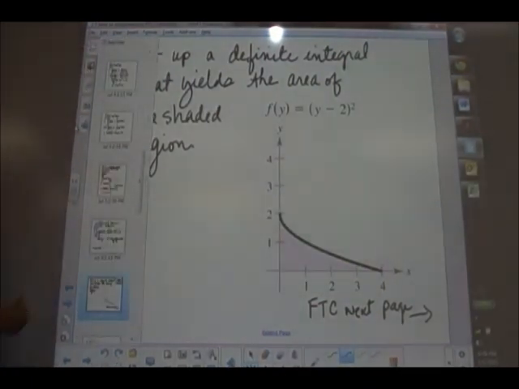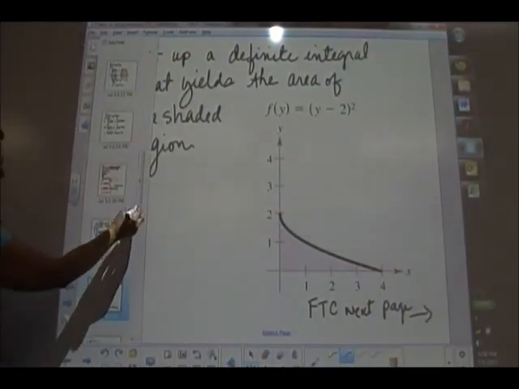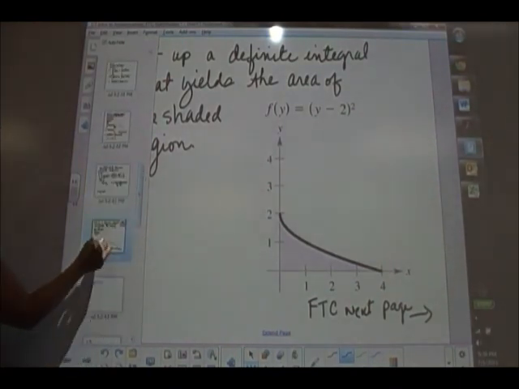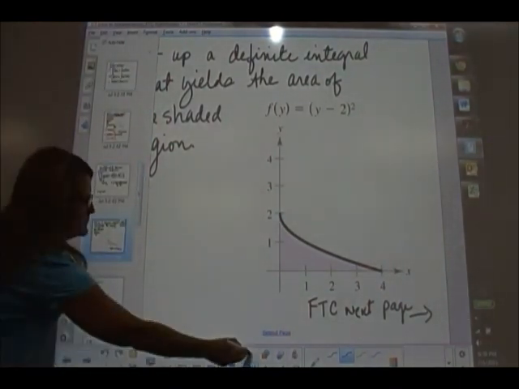Let me see how far we are from the break because y'all are looking pretty tired. Two more problems and then we got a break. This one and the next one.